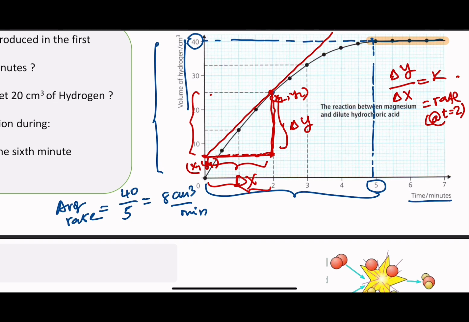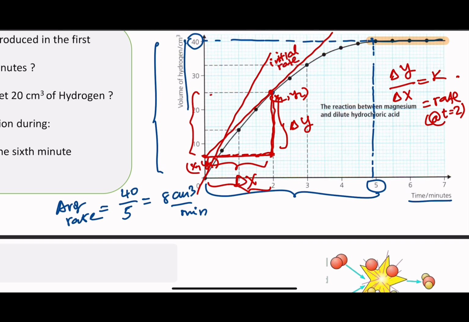Now, for initial rate, you need to draw the line and make it closer to the curve, okay? This is your initial rate. This is the initial rate.